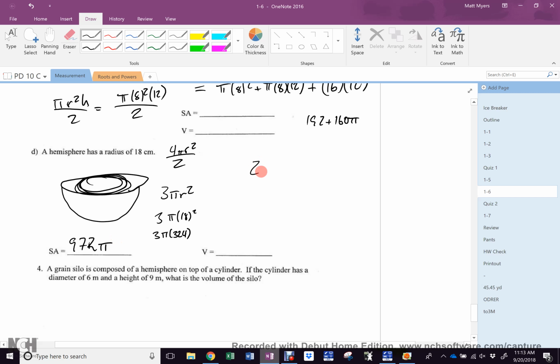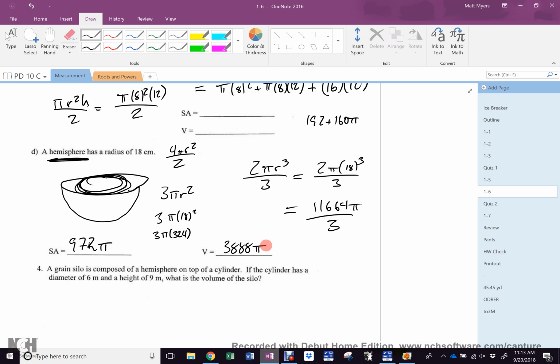Volume is 2 pi r cubed divided by 3 because it's a hemisphere. So that is 2 pi times 18 cubed divided by 3. I cannot do 18 cubed in my head. 5,832 times 2 is 11,664. 11,664 divided by 3 is 3,888. 3,888 pi, which is going to be somewhere in the neighborhood of 12,000.